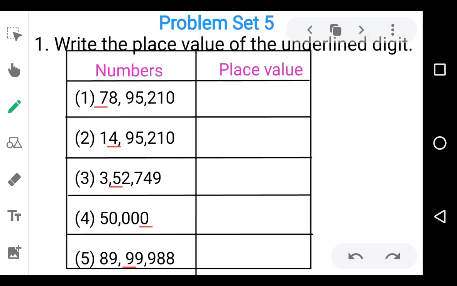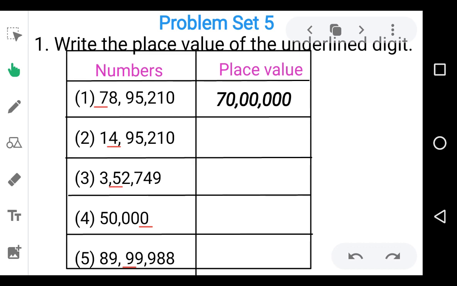Problem set 5. See question number 1. Write the place value of the underlined digit. What does it mean? It means we have to find out the place value of the underlined digit. Here 7 is underlined. So which place is 7? See, this is unit, tens, 100, 1,000, 10,000, lakh and 10 lakh. So 7 is at 10 lakh place. Its place value is 70 lakh.